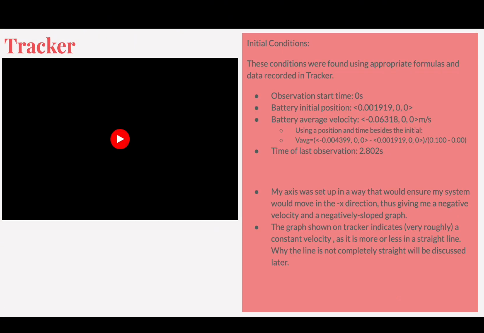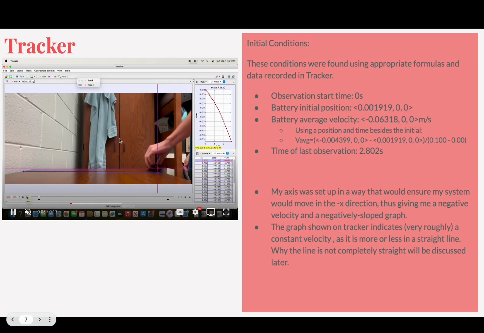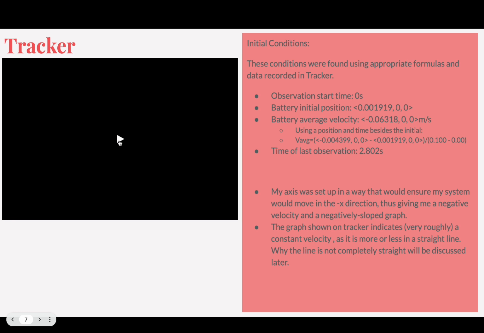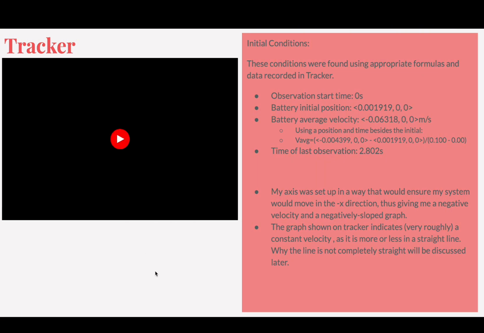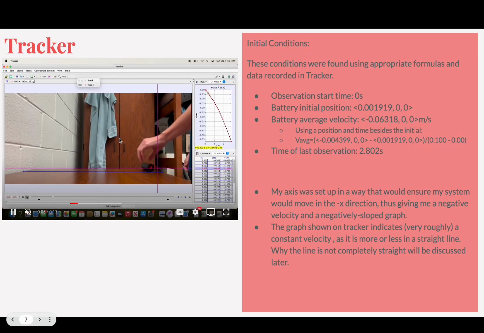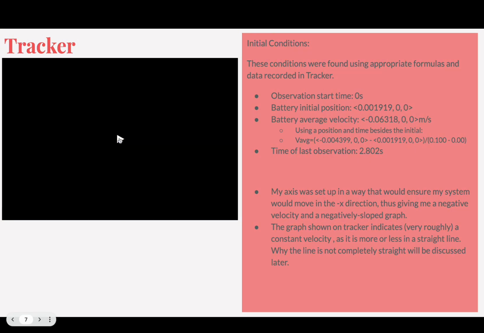The initial conditions of the experiment were found using appropriate formulas and data recorded in Tracker. The observation start time was 0 seconds. The initial position occurred at that x component and 0, 0 on the z component. And the battery's average velocity, which required me to use a time and position on Tracker besides the initial time and position, is shown by that velocity average equation below. The time of last observation, which is when the video ends, is 2.802 seconds.